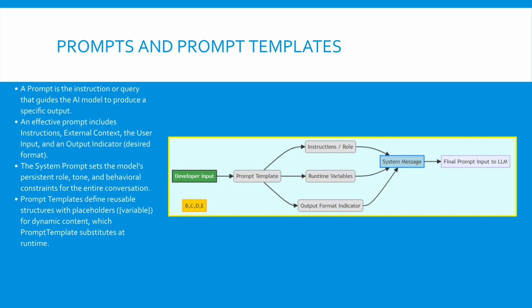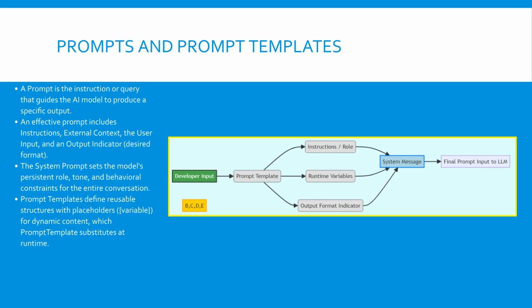This flow shows how a powerful prompt is constructed using Spring AI components. We start with the developer input, which is structured using the reusable prompt template. This template combines several critical elements. First, it includes instructions and a predefined role, which often forms the persistent system message. Second, it integrates runtime variables, like user_name or topic, which are provided dynamically by the application. Third, the template specifies the desired output format indicator, such as requiring a JSON structure.